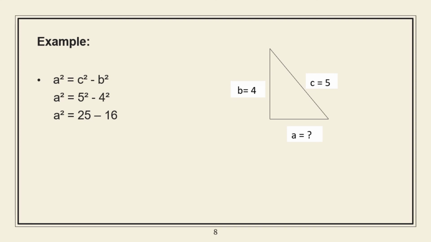Then extracting the square root of both sides, we have A equals the square root of 25 minus 16. And 25 minus 16 is 9. Therefore, A is equal to the square root of 9. And what is the square root of 9? Yes, correct. A equals 3. So, if the longest side is 5, and one of the other sides is 4, the length of the other side of the right triangle is 3.